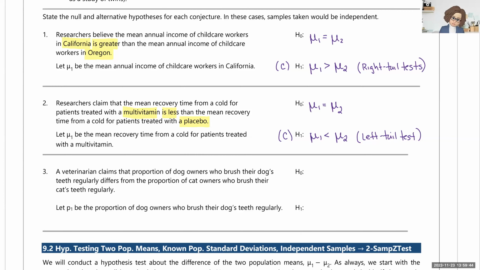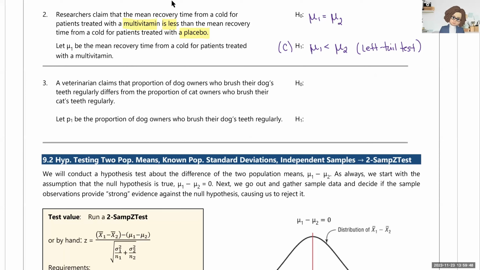All right, one more here. Number 3, a veterinarian claims that the proportion, so we're switching to a different parameter here, not mean, proportion of dog owners who brush their dog's teeth regularly, and I guess it's the dog owners, not the actual dogs, differs, not equal to, differs from the proportion of cat owners who brush their cat's teeth regularly.